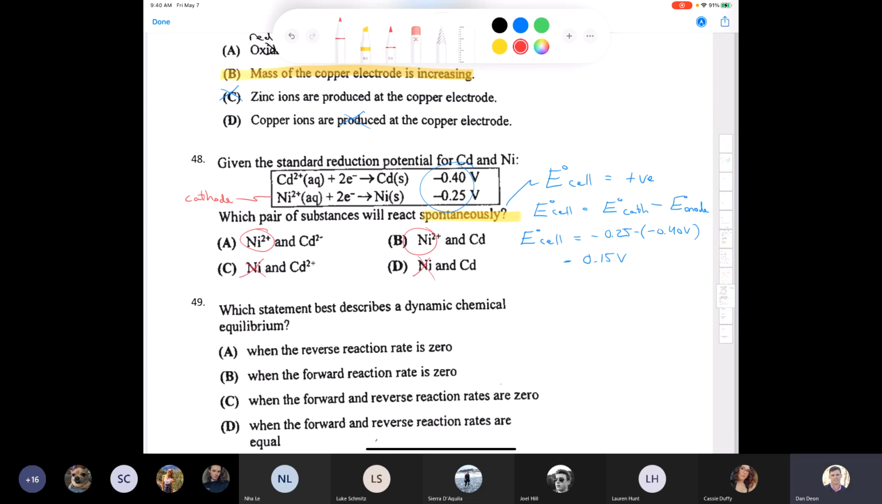And the oxidation is going to occur at the anode. Now I have to reverse this equation. So I need to have solid cadmium, which is going to be oxidized to produce cadmium ions. And so the answer is B. It's a reaction between nickel ions, which get reduced, and cadmium, which gets oxidized to cadmium 2+.